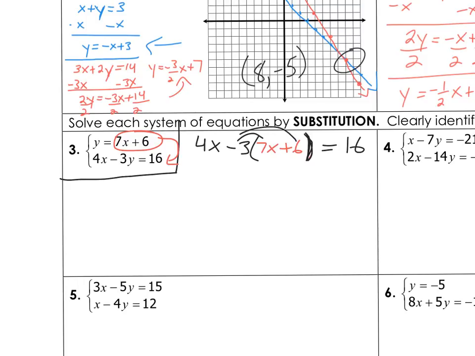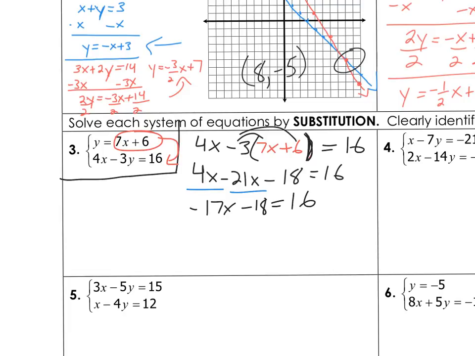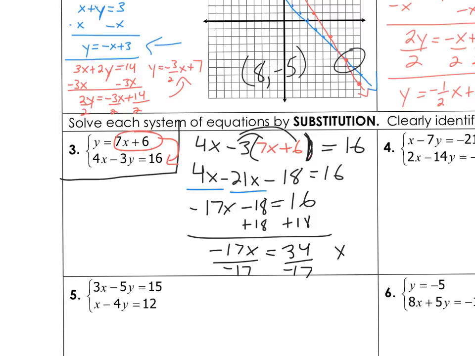We distribute. Remember, there's a negative in front of that 3. That would be 4x minus 21x minus 18 equals 16. Combine like terms. That would give me negative 17x minus 18 equals 16. And then our last step is to add 18 on both sides. And if we do that, we get negative 17x equals 34. We divide by negative 17 on both sides. And that would leave us with x equals negative 2.